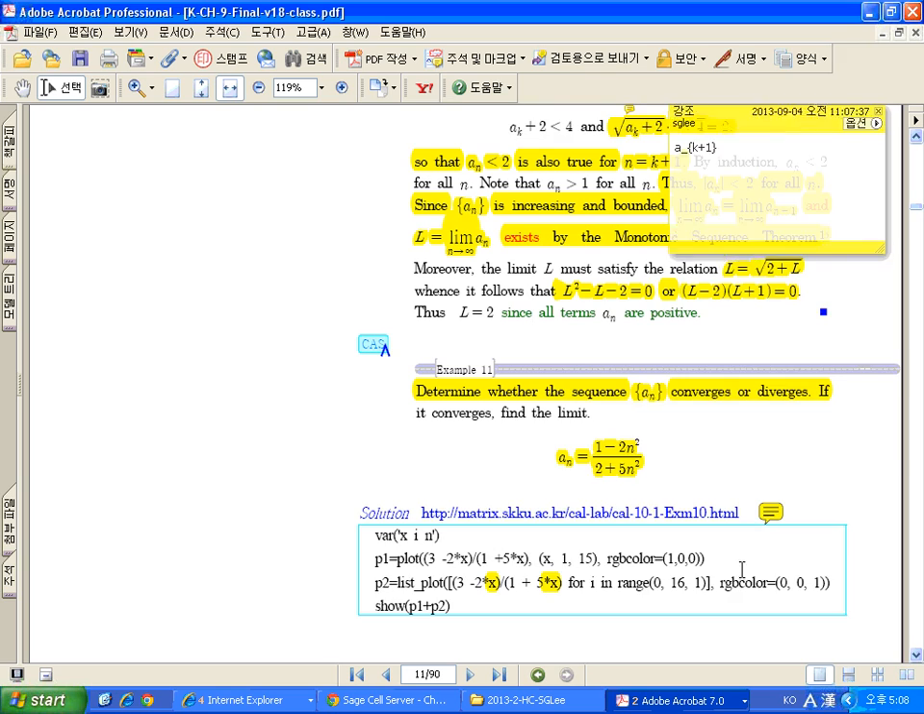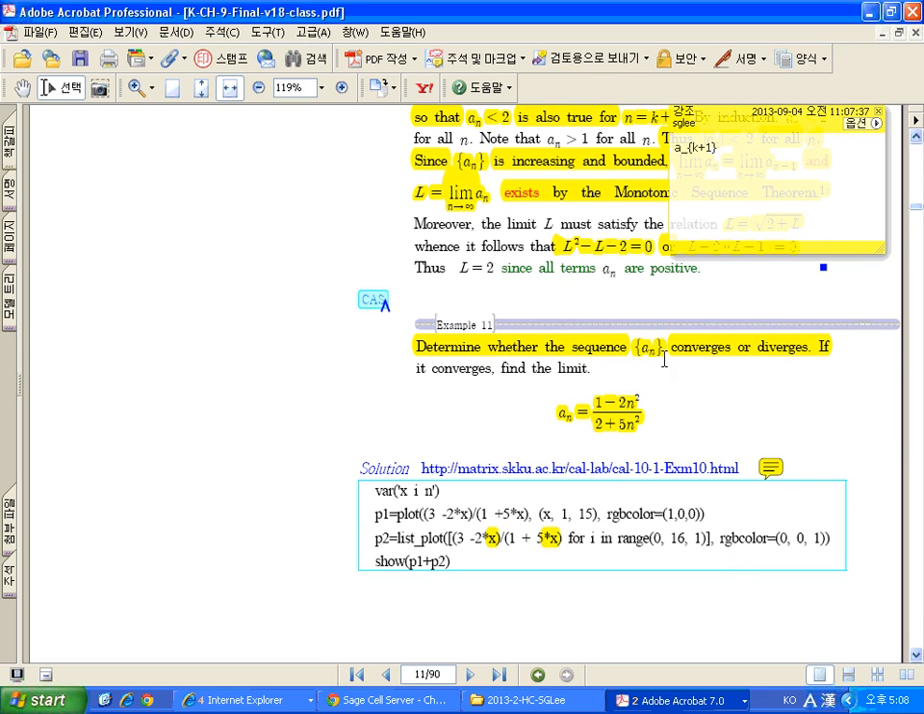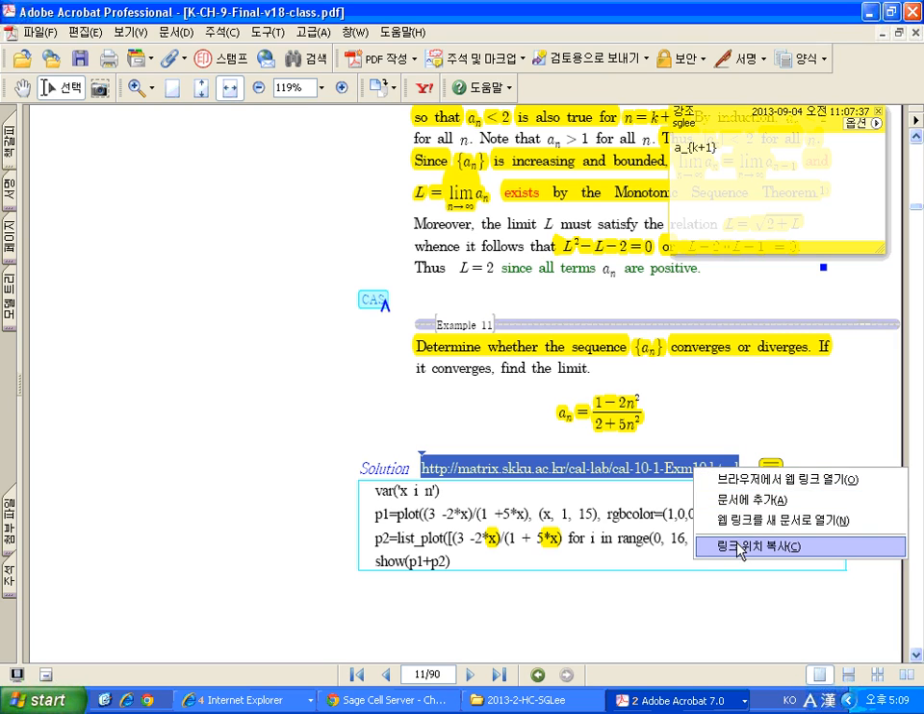Okay, next. Determine whether the sequence converges or diverges. If it converges, find the limit. So how are you going to find the limit of this? You may approach this by dividing by n squared on both the numerator and denominator to get minus 2 over 5 as the limit. You may check your answers in here.